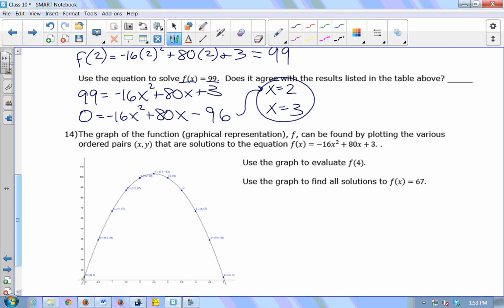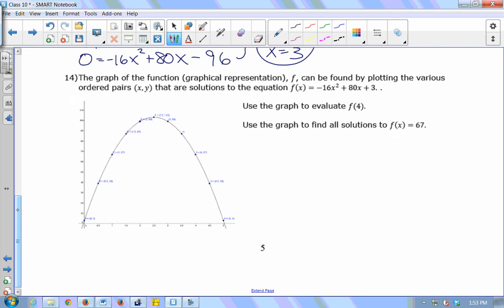The graph of a function can be found by plotting values, ordered pairs x, y, that are solutions to the equation. Okay, so I just plotted y equals, or f of x equals, negative 16x squared plus 80x plus 3 in a program like GeoGebra. And I want to evaluate f of 4. So this is my x axis, and this is my f of x axis. When I want to evaluate f of 4, anytime you have something in parentheses, that's an input or an x, right? So I find 4 along my x-axis, which I can't read this at all.